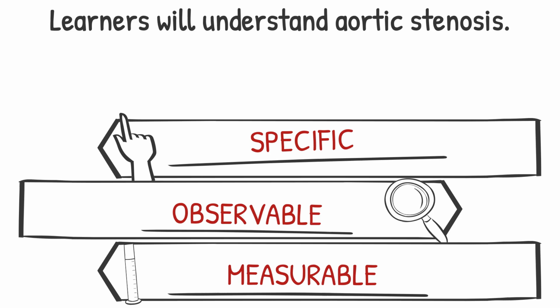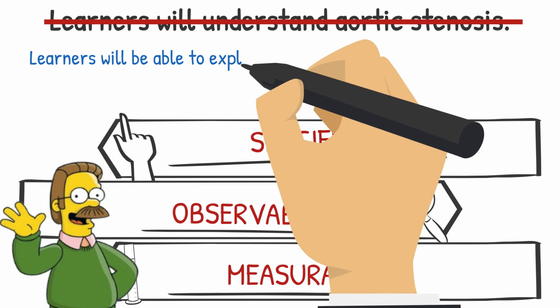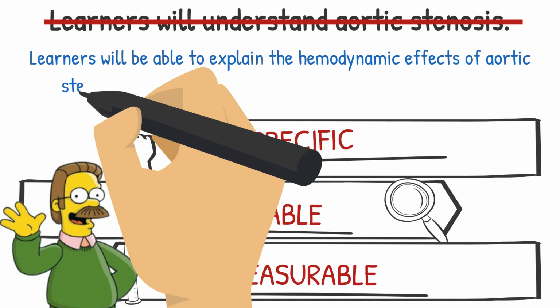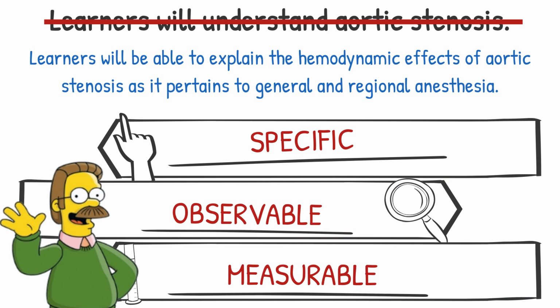Learners will understand aortic stenosis. That sounds good, but how are we going to identify and measure understanding there, Ned? How about this instead? Learners will be able to explain the hemodynamic effects of aortic stenosis as it pertains to general and regional anesthesia. Well, okey dokey.